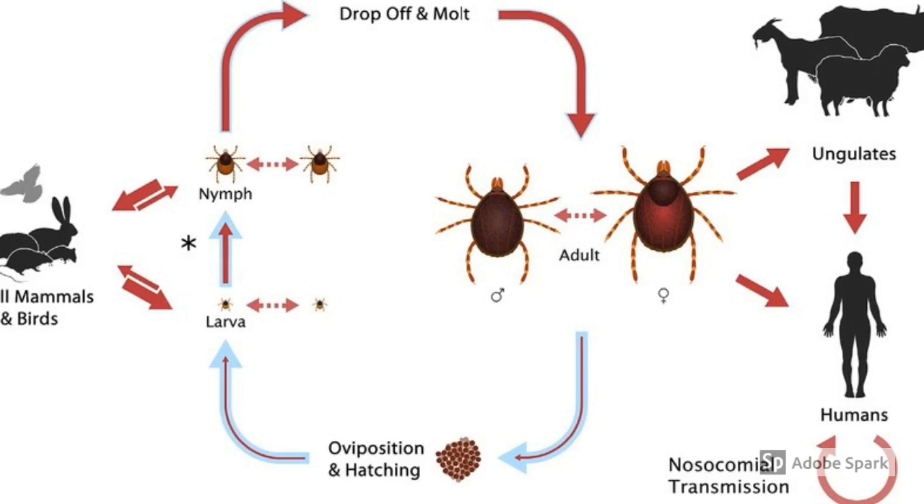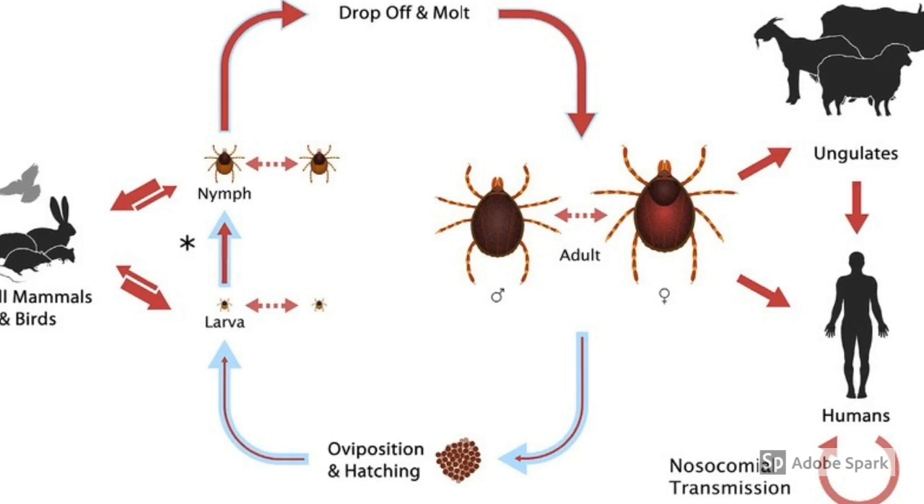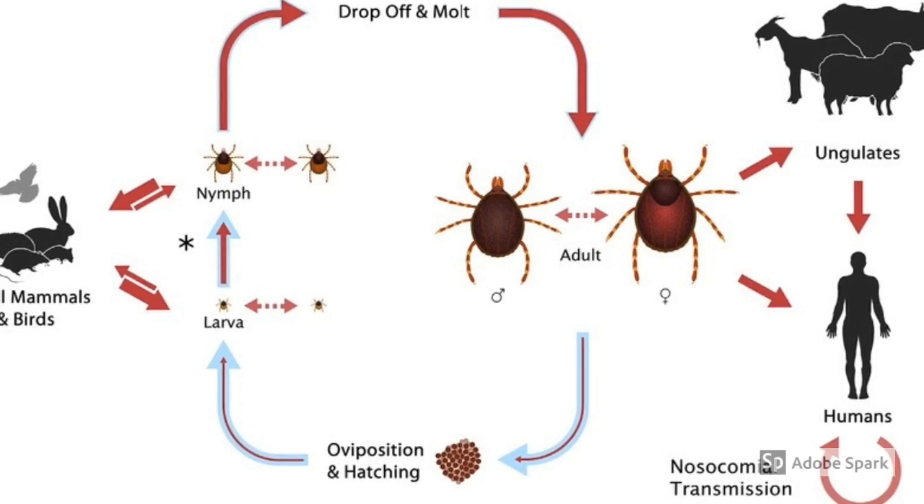So when they drop off, they're going to molt their exoskeleton. Then as an adult, they're going to go back to a larger host. This could be dogs, humans, even deer.